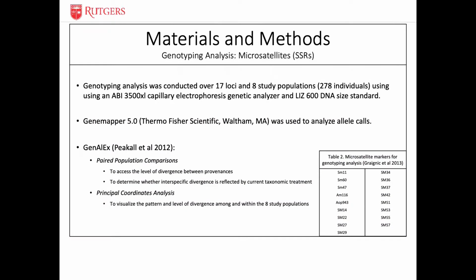Microsatellites used in this study were developed by Graniuk et al. in 2013, and the 17 used are listed in Table 2 at the lower right of the slide. Genotyping analysis was done using capillary electrophoresis equipment and DNA size standard. GeneMapper was used to analyze allele calls. AMOVA paired population comparisons, routine in genetics, was used to assess divergence levels between study groups, and the principal coordinates routine in genetics was used to visualize divergence levels and pattern among and within study groups.